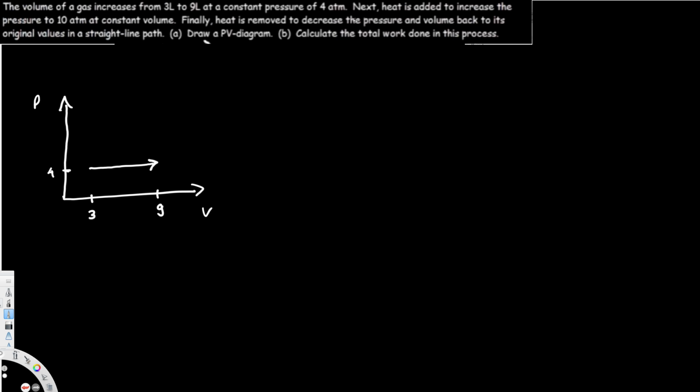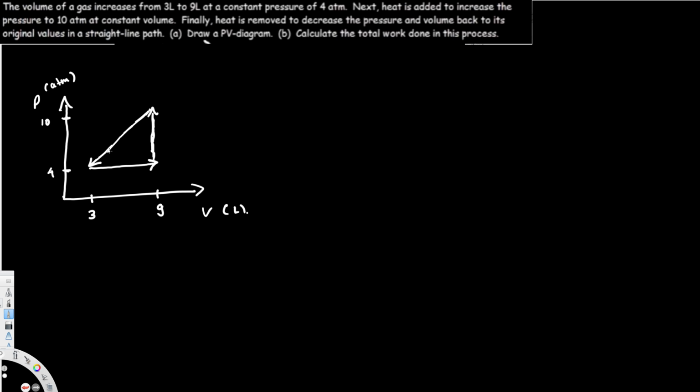And let's see the next condition. Next, heat is added to increase the pressure to 10 atm at constant volume. So we have an isochoric process, since the volume is constant, and the pressure is increasing to 10 atm, right? This is in atm and this is in liters. So let's look at the next one. Finally, heat is removed to decrease the pressure and volume back to its original value in a straight line path. So it's going back to the original condition, right here in a linear path. And this is our PV graph.